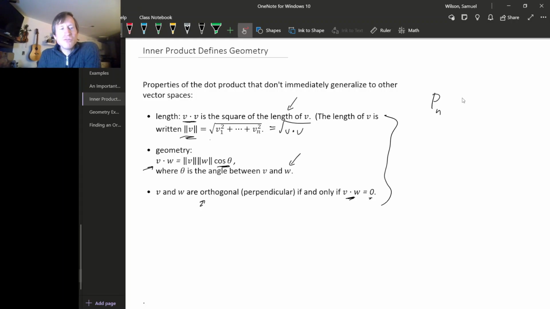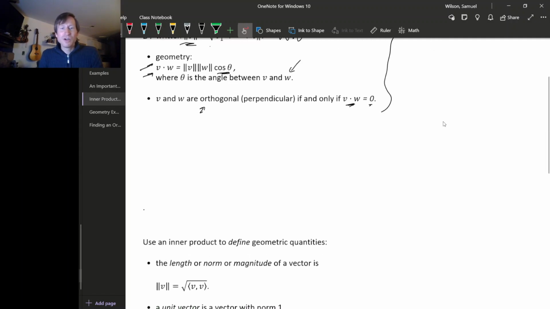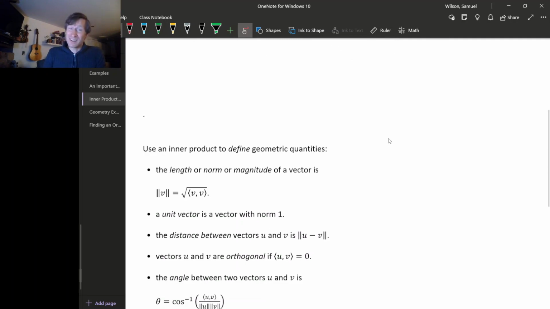So we can't really hope to match up an inner product in general with some pre-existing notion of these geometric things, because we don't typically even have pre-existing notions of these geometric things in other vector spaces. But what we can do is actually use an inner product to define these quantities. So rather than hoping that some inner product matches up with what we might mean by length of a polynomial, instead we'll use an inner product to define length of a vector in some vector space.